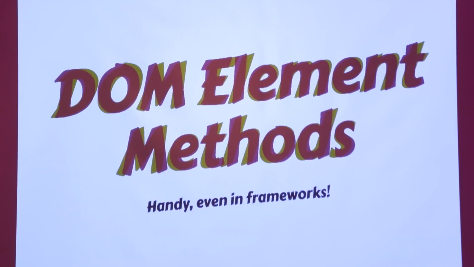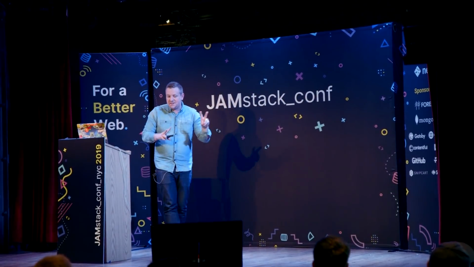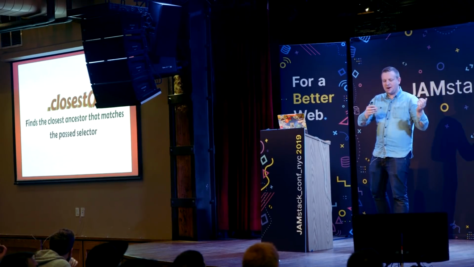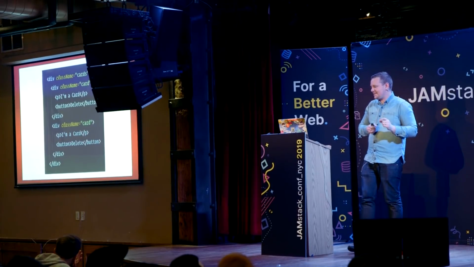Next up is DOM element methods. This is just what we call vanilla JavaScript, but these are some that I find particularly helpful, even if you are running React or Angular or one of these frameworks. The first one is .closest. Anytime you have an element, there's a method on it that is .closest. This is going to find the closest ancestor, the closest parent, grandparent, great-grandparent that matches the passed selector.